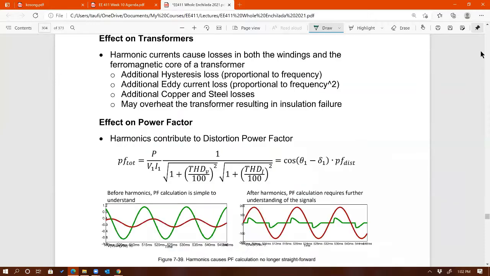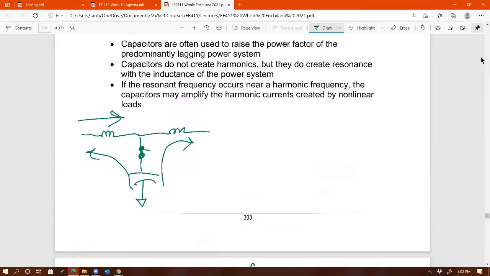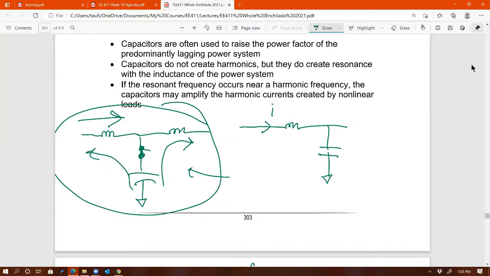Another thing about capacitors is this. That's one bad impact of harmonics on capacitors. Let's say that I have a power system and I have a capacitor connected to the power system, and let's say that this current has harmonics. Besides the resonant problem, the one that I just described earlier, another problem, which is a steady state problem, is this.